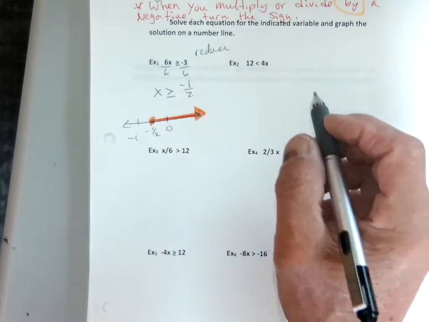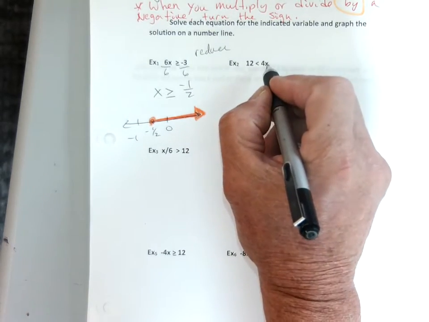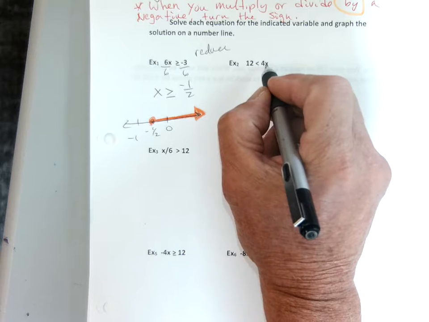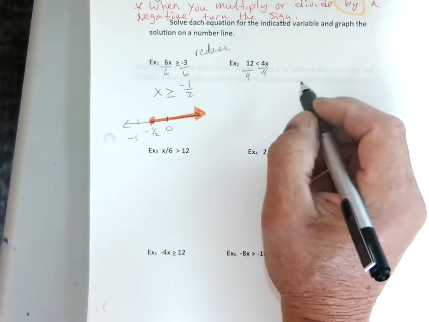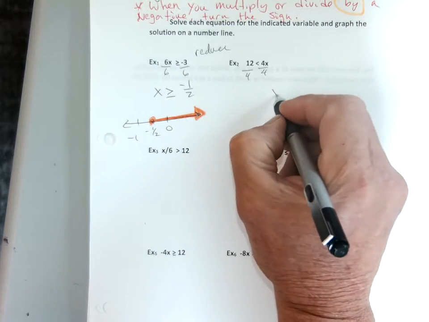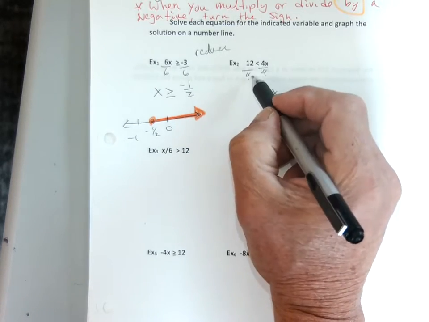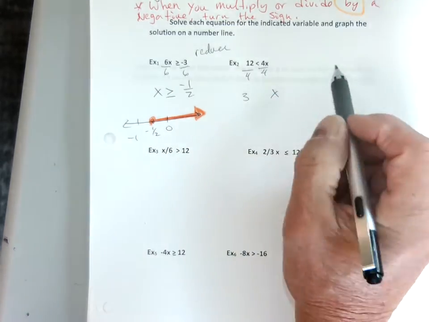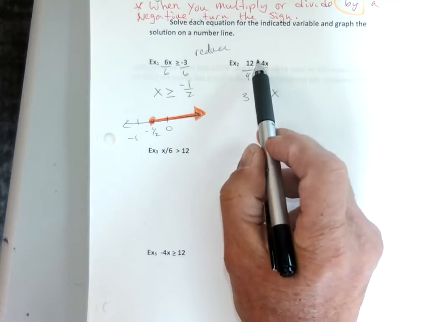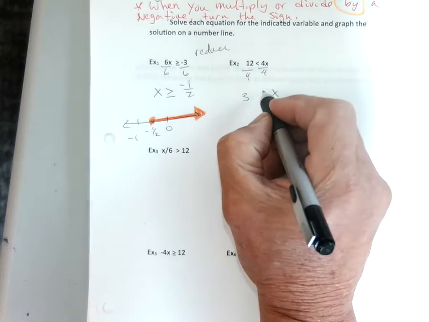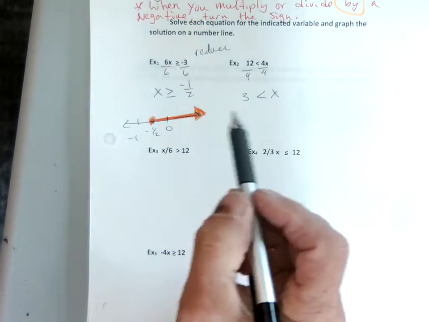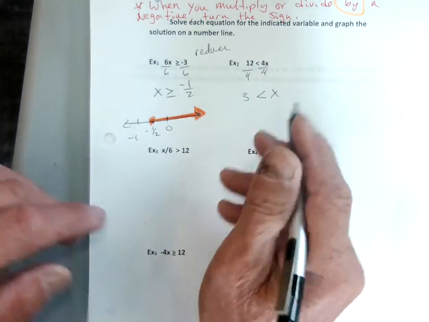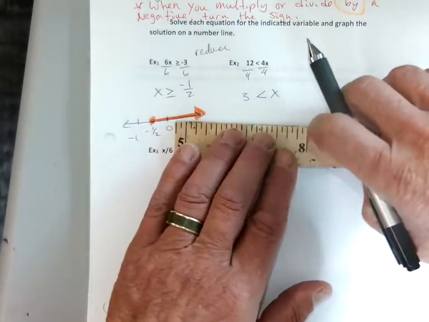Okay, number 2, 4x. Here's the x. 4 times x is invisible, so we'll divide by 4. Divide by 4. I'll get x. 12 divided by 4 is 3. I divided by a positive number, so I don't turn the sign, keep the sign the way it is. And so if I read it backwards, x is greater than 3. So my number line.